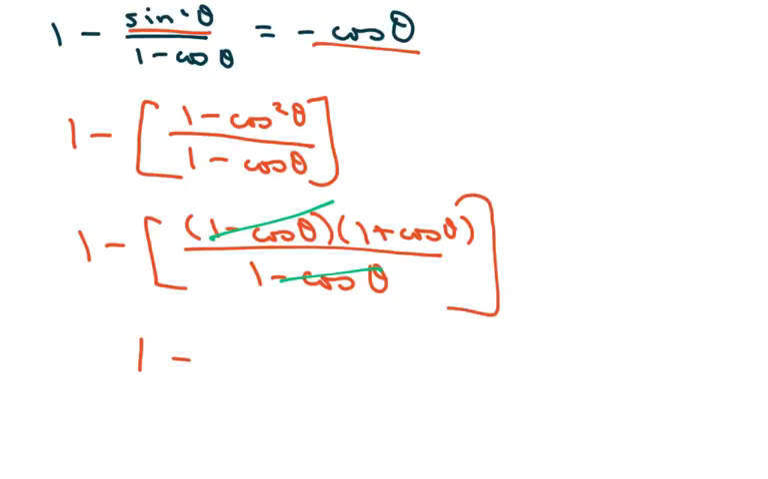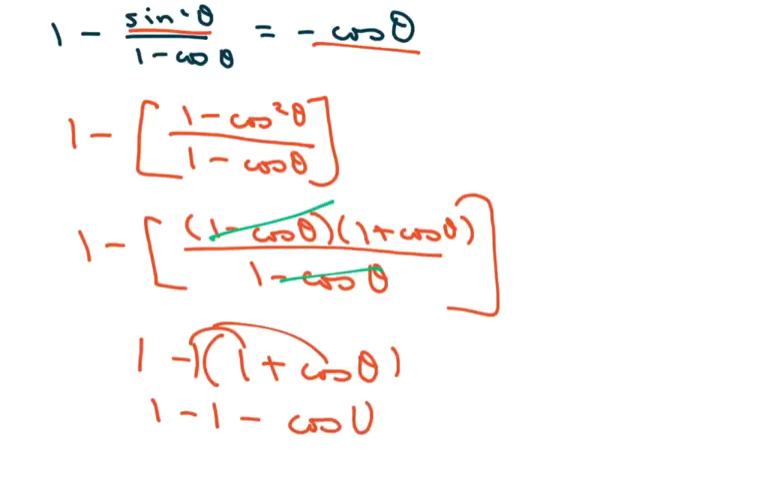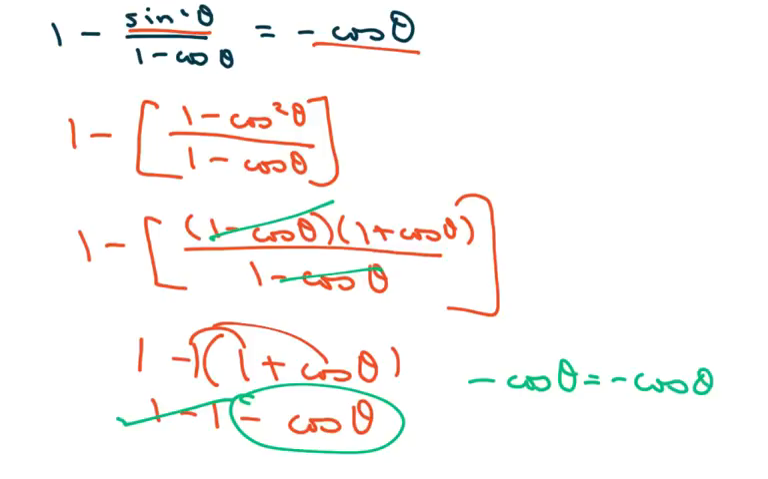So you have 1 minus 1 plus cosine of theta. So if you distribute the negative here, you get 1 minus 1 minus cosine of theta. This is 0, so we're left with negative cosine of theta, equals negative cosine of theta.